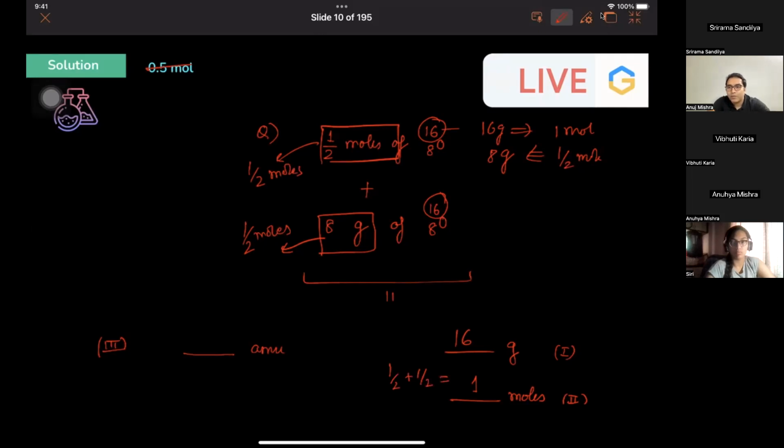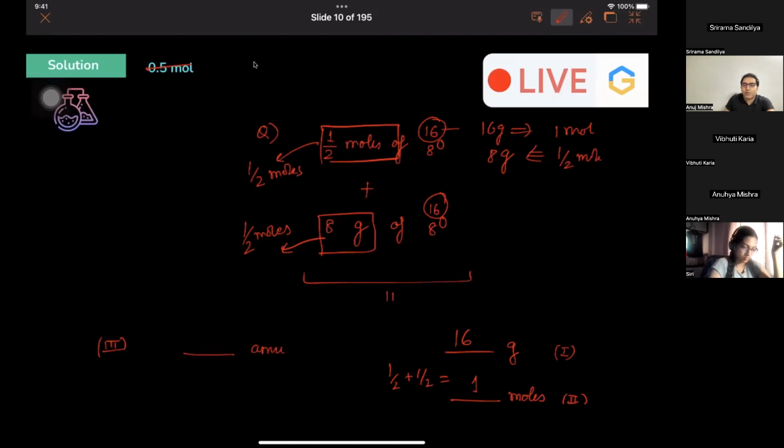Okay. Is it fine? This much is okay, everyone? Any problem in this? Any issues in this? How many understood? Half plus half is 1. Very good. Everyone almost understood.